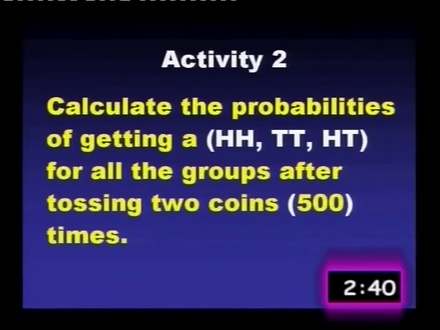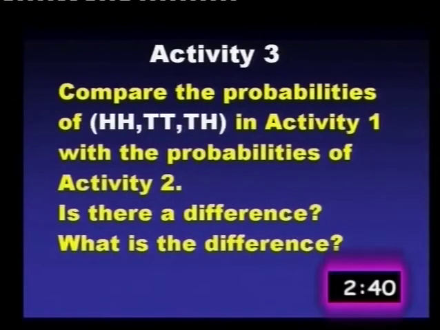Okay, activity 3. Compare the probabilities of head-head, tail-tail, tail-head in activity 1 with the probabilities of activity 2. Is there a difference? If you think that there is a difference, then what is the difference? So that is activity number 3.